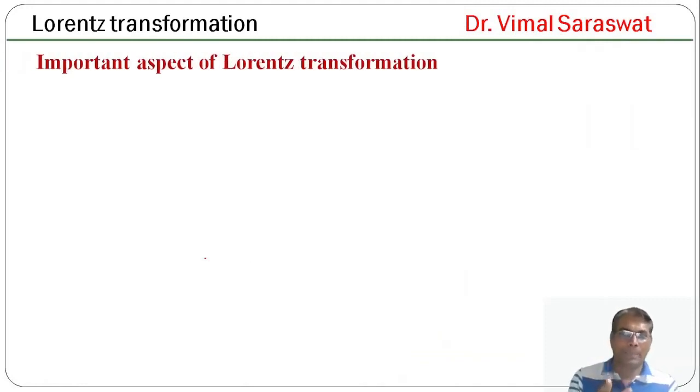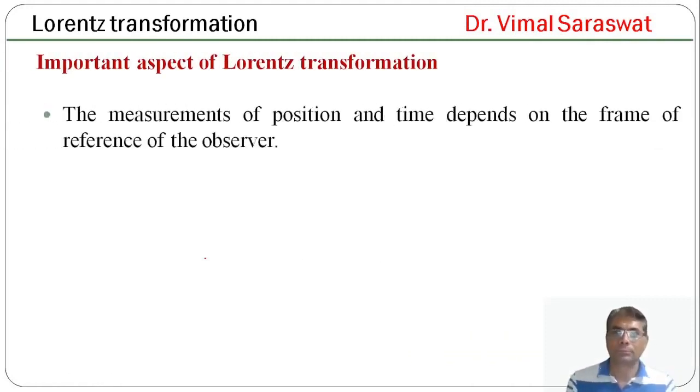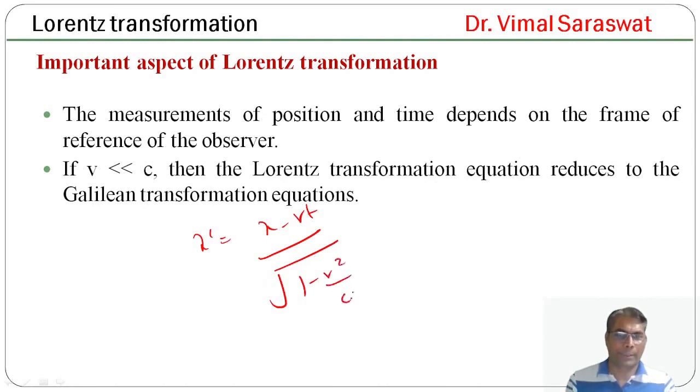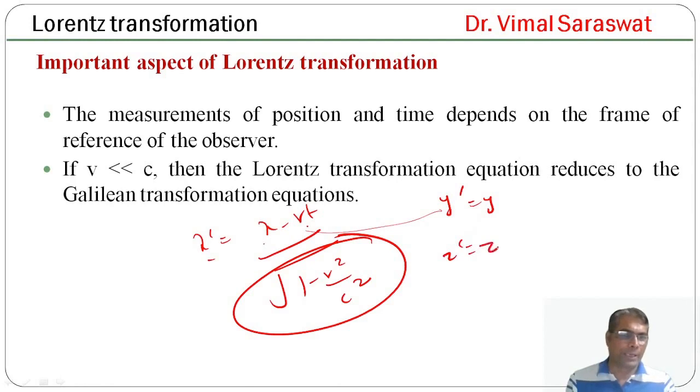Now, important aspect of Lorentz transformation. The measurements of position and time depend on the frame of reference of the observer. If v is very much less than c, then the Lorentz transformation equation reduces to the Galilean transformation equations, because here x dash equal to x minus vt upon root of 1 minus v square by c square, and if v is very much less than c, then this will be equal to 1. So x dash equal to x minus vt, y dash equal to y, z dash equal to z.